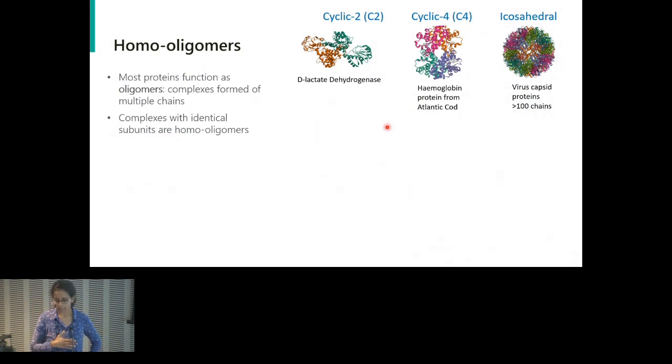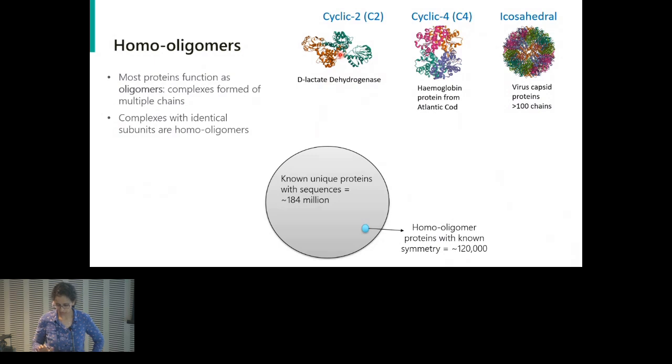Homo-oligomerization is essential in these proteins for biological function. For instance, with D-lactate dehydrogenase, which forms a homodimer, mutations that disrupt the dimer formation can lead to instability and also loss of enzymatic activity.